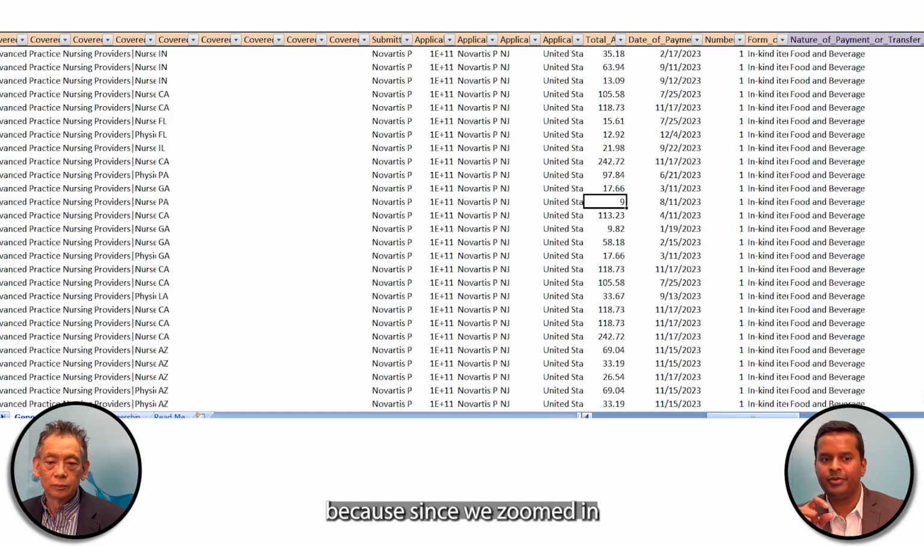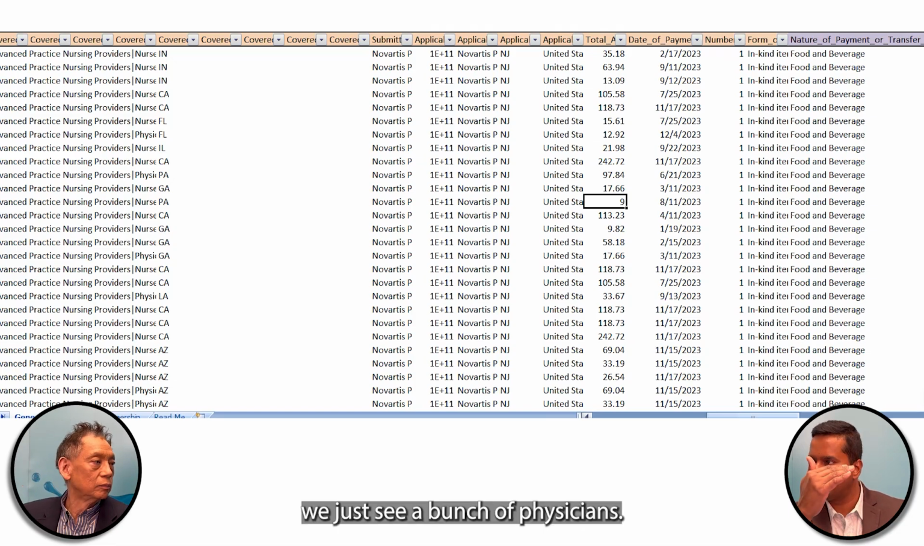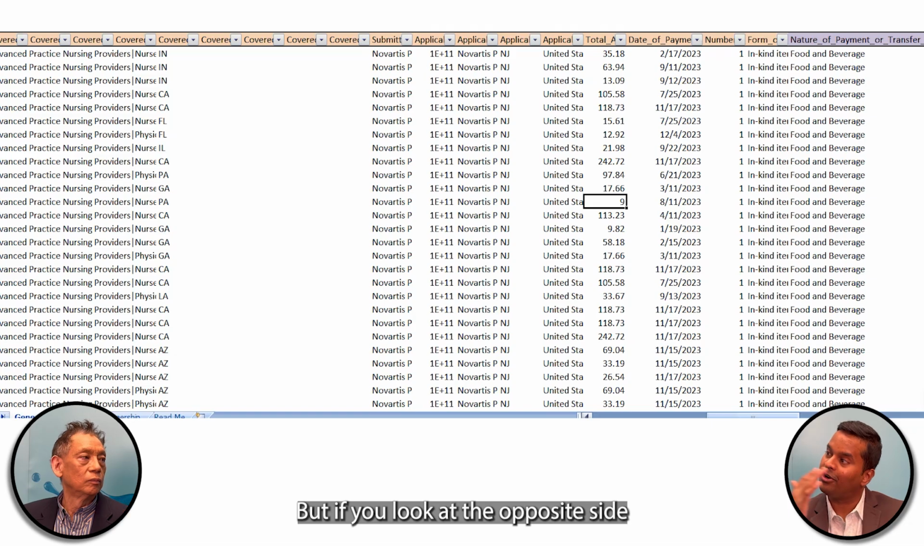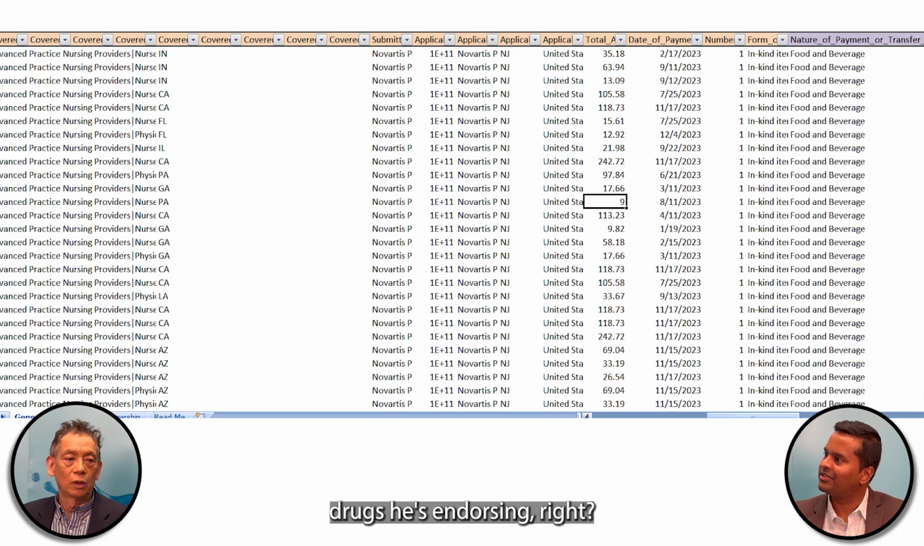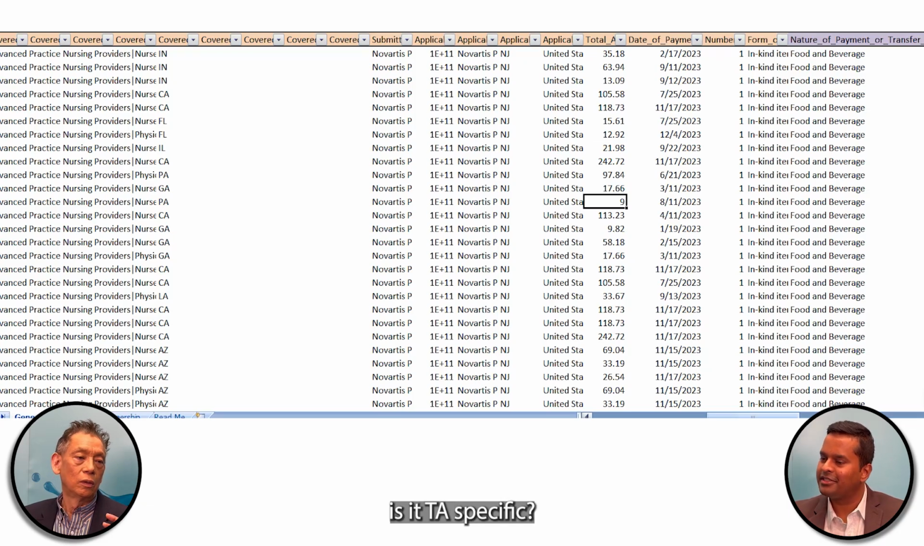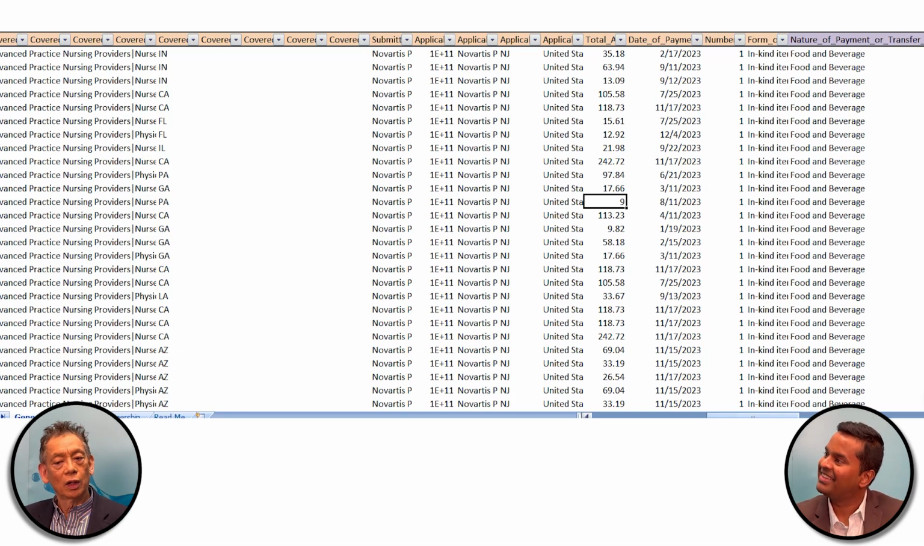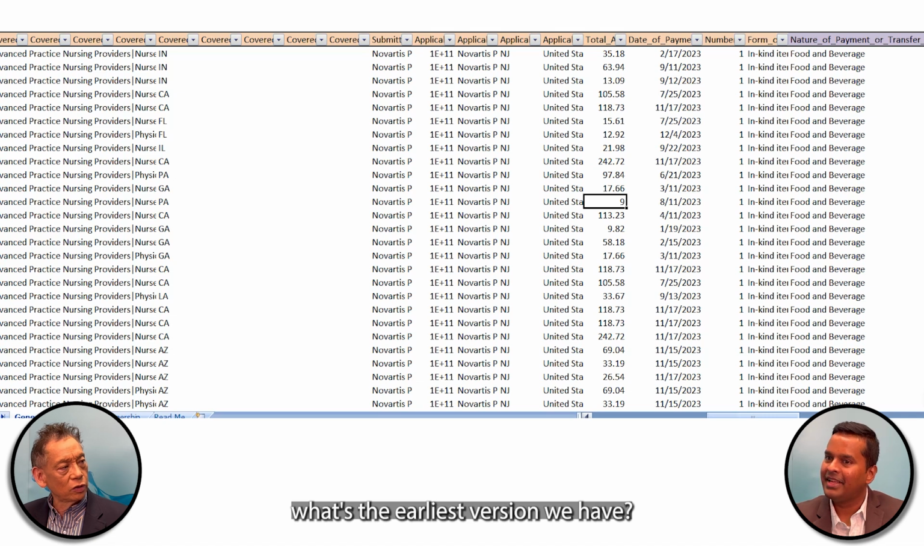Since we zoomed in on a particular drug, we just see a bunch of physicians. But if you look at the opposite side, where we zoom in on a particular physician of interest, we can see what all drugs he's endorsing, right? And is it TA specific, or does it go beyond and have multiple relations with many manufacturers? And we can go back in time as well. What's the earliest version we have of this database?